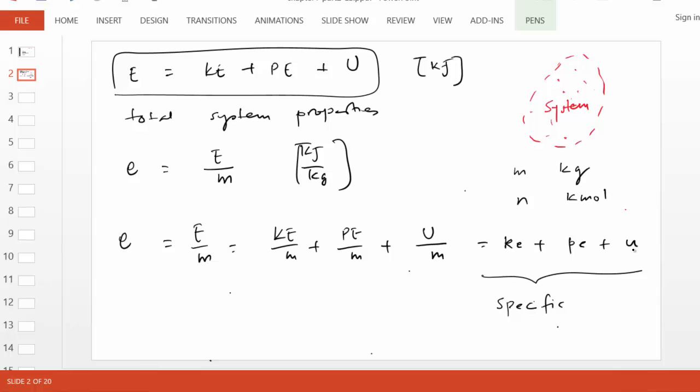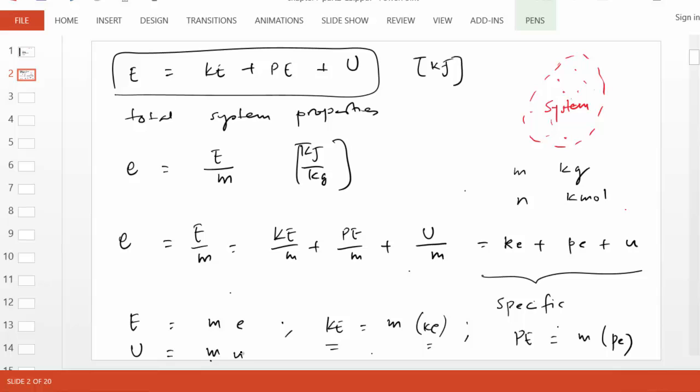So it's very easy to go back and forth between total and specific properties. So what is capital E? It is simply m times small e. What is capital kinetic energy? It is m times small ke. This is total kinetic energy, and this is specific kinetic energy. Similarly, PE equals m times small pe, and EU equals m times small eu.